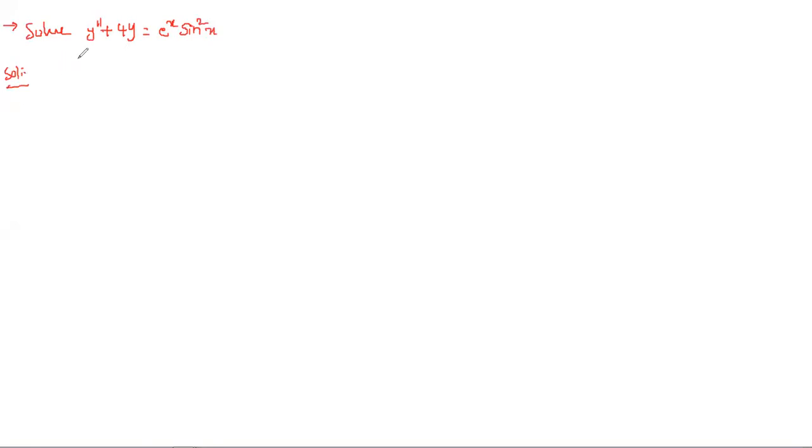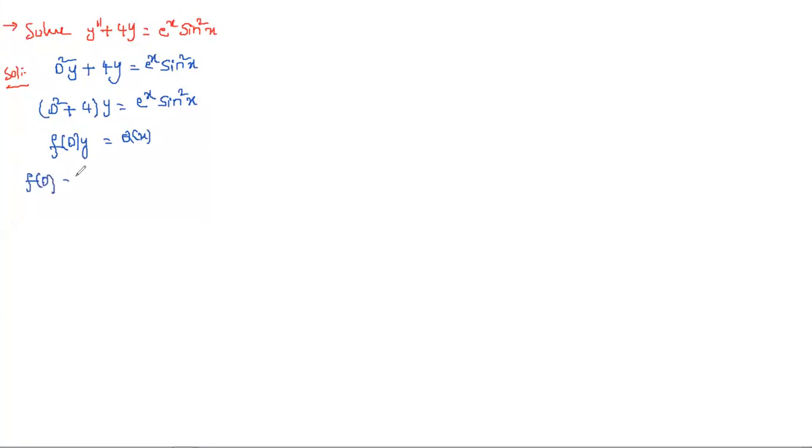So here it is. First, we can write this one in operator form. The given differential equation can be written in operator form as D squared y plus 4y is equal to e^x sin^2 x. Y is the common factor, so take y as common: (D squared plus 4) y is equal to e^x sin^2 x, which is of the form f(D) y is equal to Q(x), where f(D) is D squared plus 4, and Q(x) is e^x sin^2 x.